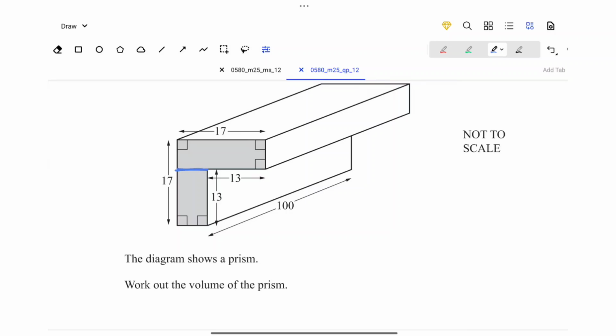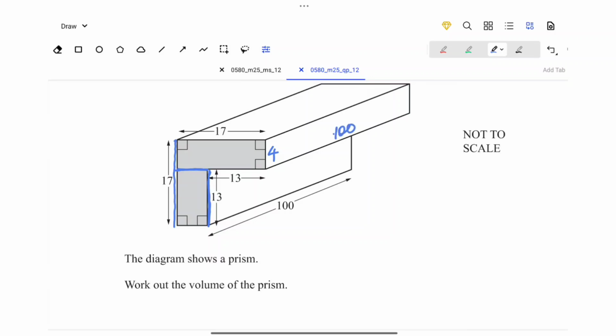In the upper part, we can see that the width is 17. It becomes cuboids, so two cuboids are attached to one another. What is this measurement? This is 13, and the total length is 17. So this will be 4. And the length of this is 100.